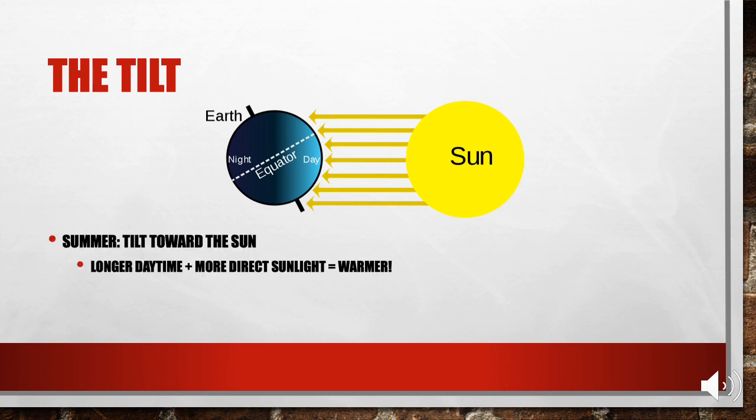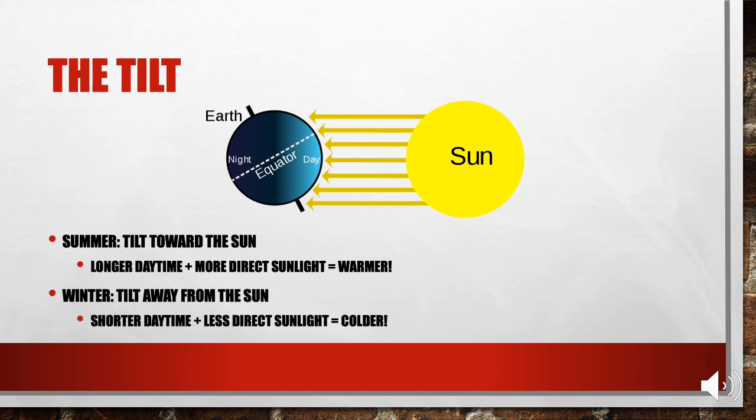During summer, the Earth is tilted towards the sun, leading to more daylight hours and more direct sunlight. This combination means more solar radiation and warmer temperatures. During winter, the Earth tilts away from the sun, resulting in less daylight and less direct solar radiation. The reduced energy from the sun causes our colder wintertime temperatures.